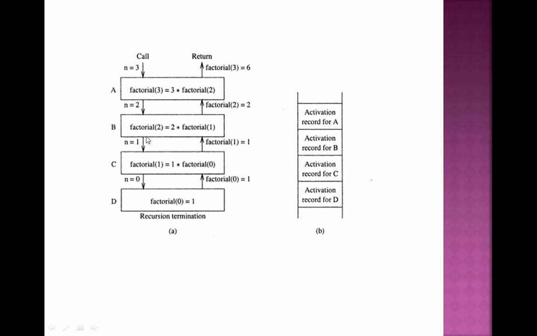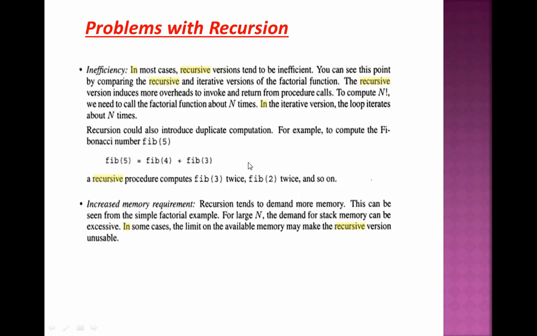So this will iterate in 4 parts, that is 3, 2, 1, 0, and then output will be stored, that is 1, 1, 2 and 6. So 3 factorial has a value 6.